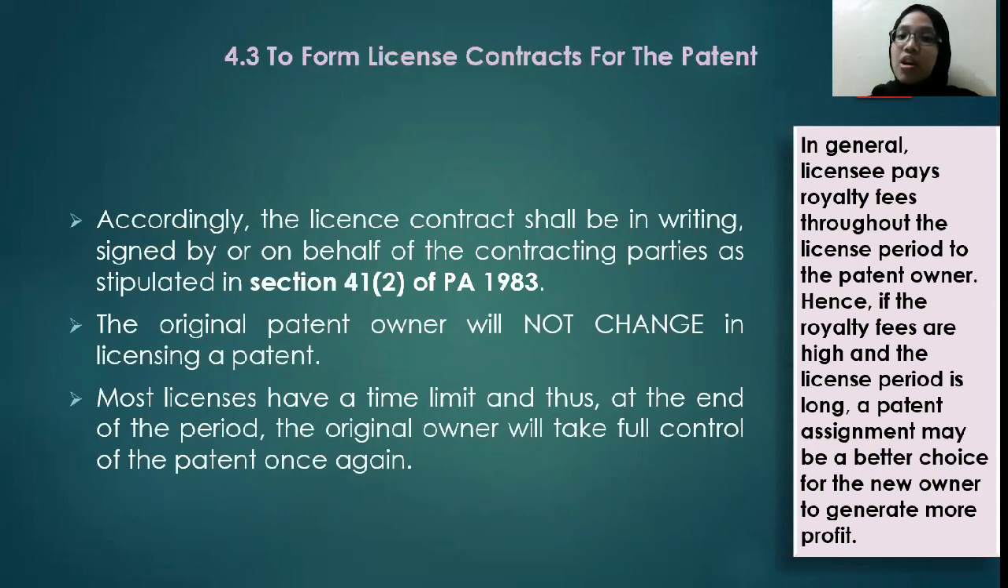It should be noted that the original patent owner will not change in licensing a patent. Most licenses have a time limit, and thus, at the end of the period, the original owner of the patent will take full control of it once again. In general, licensee pays royalty fees throughout the license period to the patent owner. Hence, if the royalty fees are high and the license period is long, it is believed that a patent assignment may be a better choice for the new owner to generate more profit.